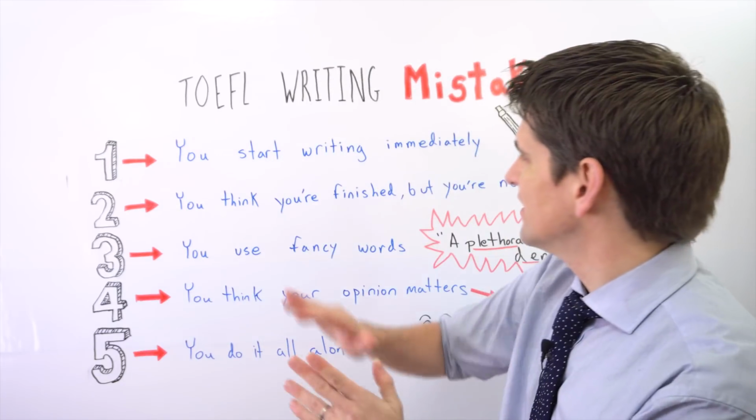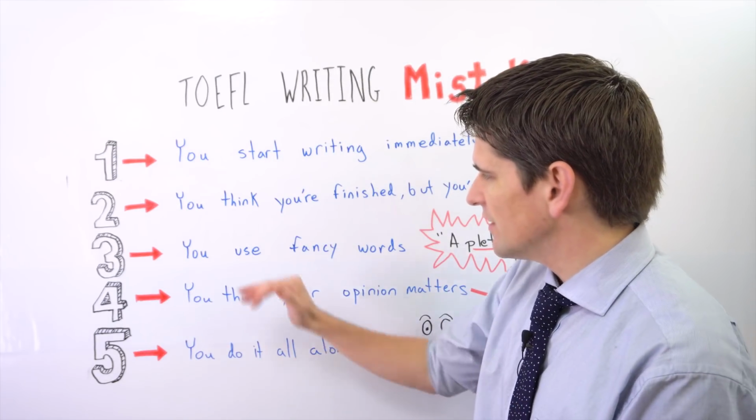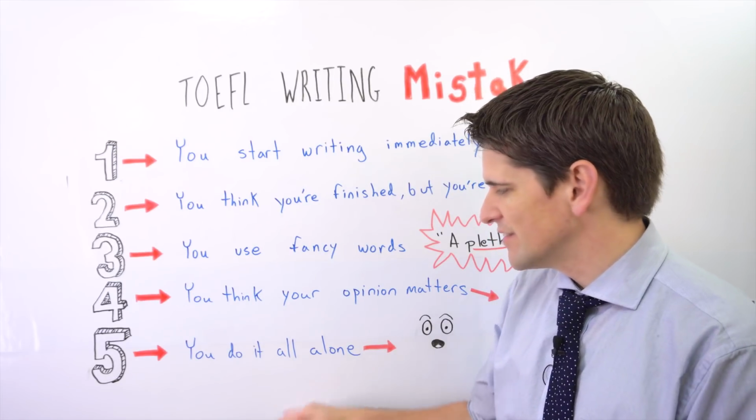5 mistakes. Again, you start writing immediately. You think you're finished, but you're not. You use fancy words. You think your opinion matters, and you do it alone.